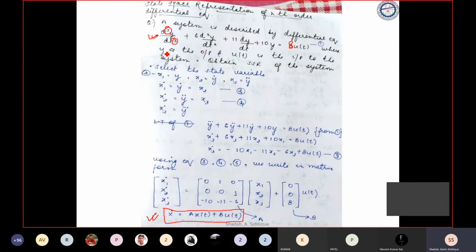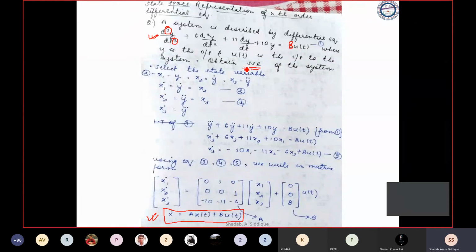You can see I have written d cube y by dt cube plus 6 d square y by dt square plus 11 dy by dt plus 10 y is equal to 8u(t). This is the simple problem taken here, where y is the output and u is the input, which is given in the problem. Then we want to find the SSR of the system. SSR means state space representation of the system.